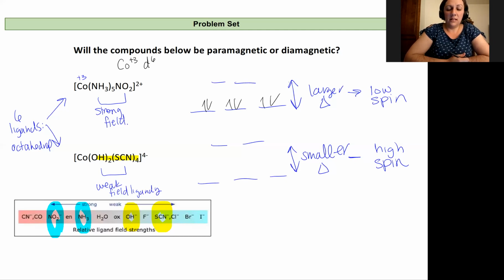Now looking, so here I have my low spin complex, and looking at it, I have no unpaired electrons whatsoever. So this is going to be diamagnetic.